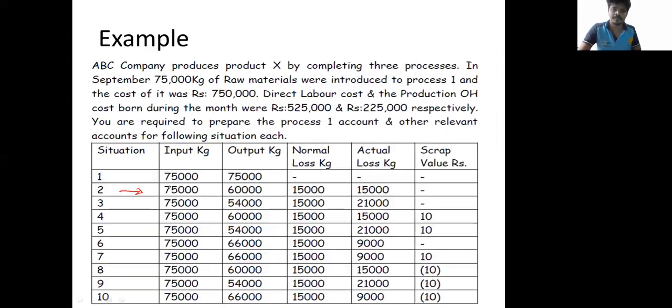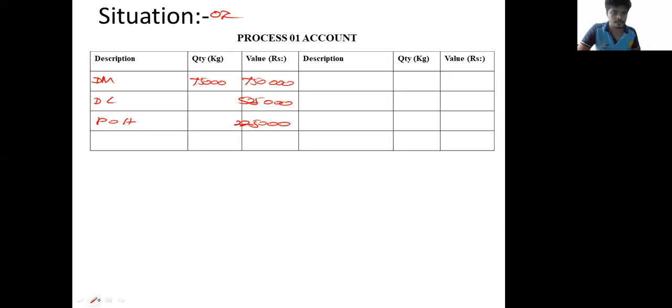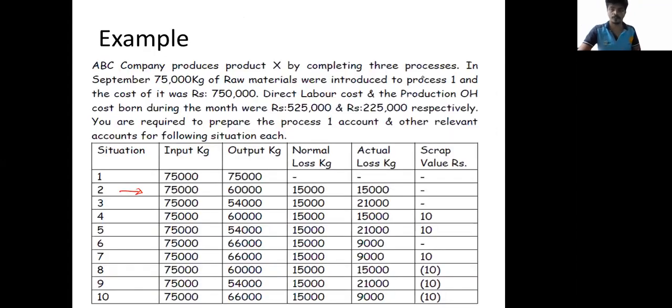Then here you can see output is 60,000. Therefore we are transferring 60,000 kilograms to the process 2 account. Then we are having a normal loss of 15,000. Normal loss 15,000.